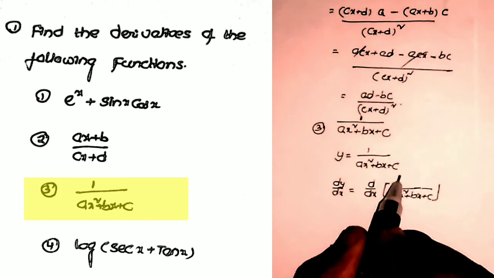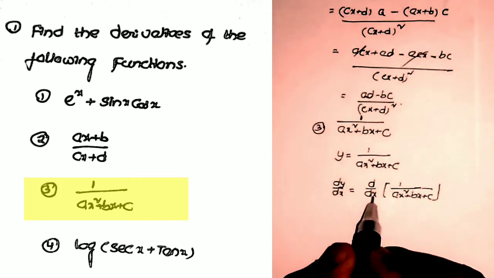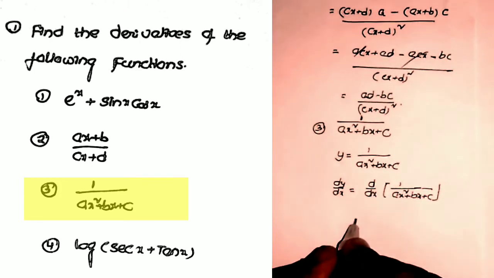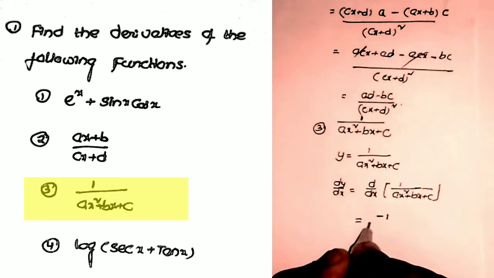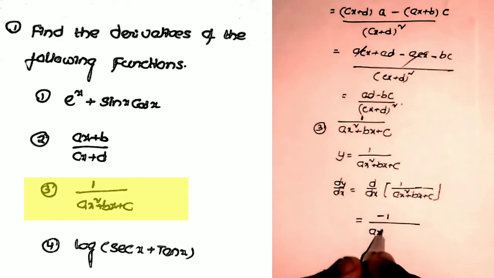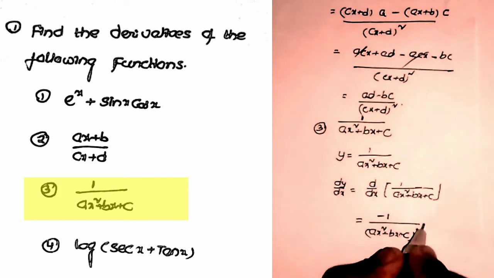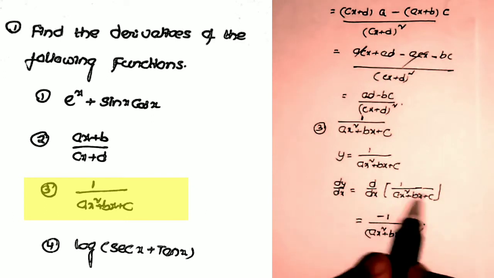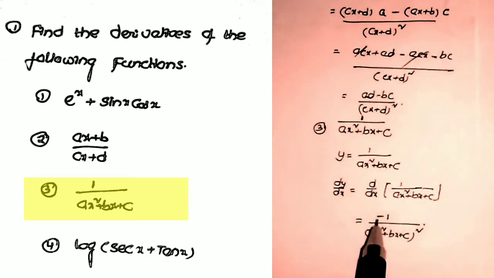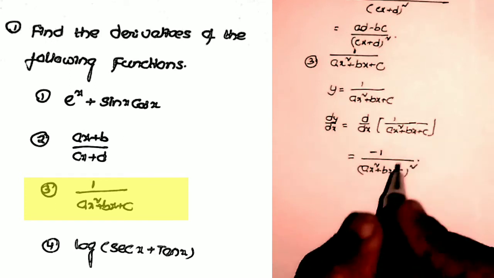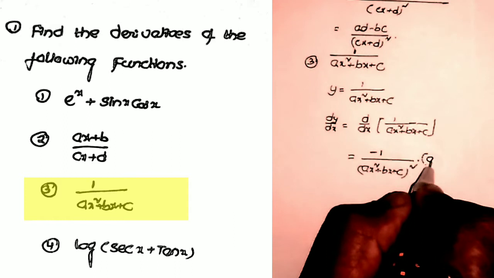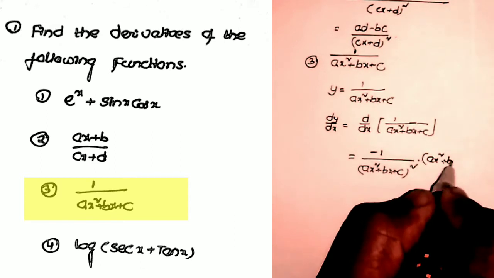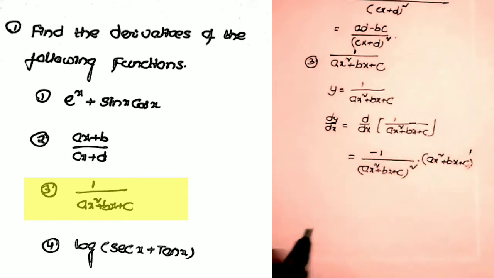First, this is in the form of d by dx of 1 by x. What is the derivative of 1 by x? Minus 1 by x square. That is minus 1 by x square, ax square plus bx plus c whole square, where x is equal to this total value. D by dx of 1 by x is equal to minus 1 by x square. Again the derivative of this. What is x here? Ax square plus bx plus c. That is ax square plus bx plus c whole dash.